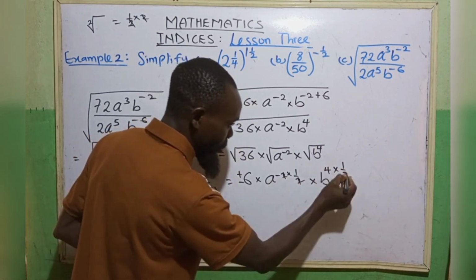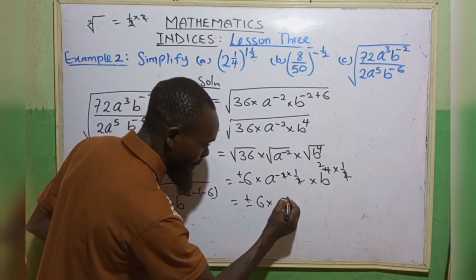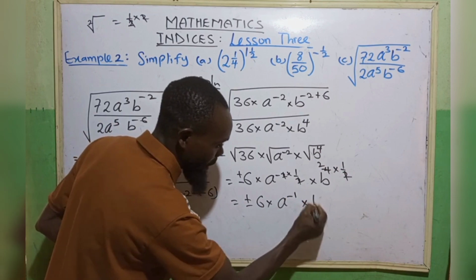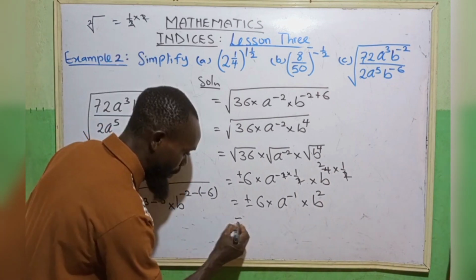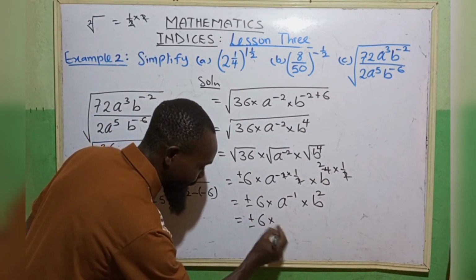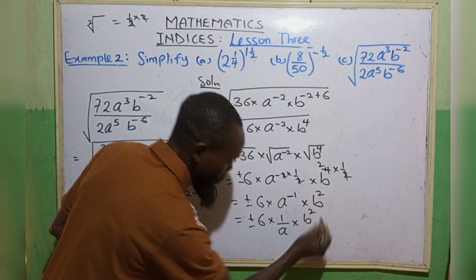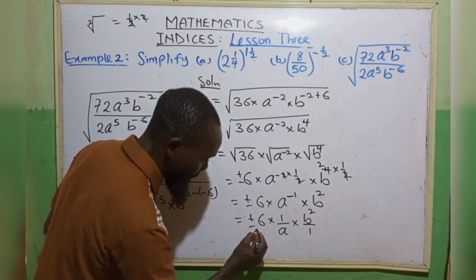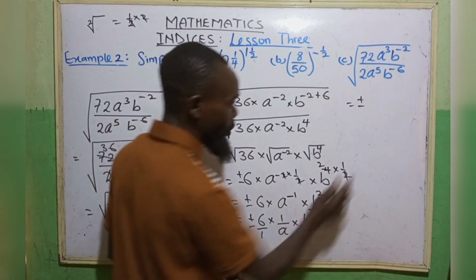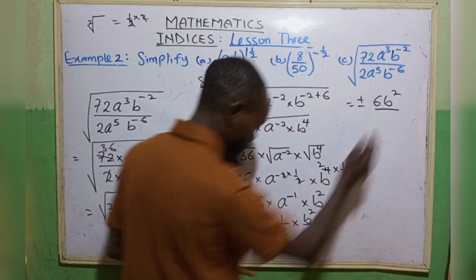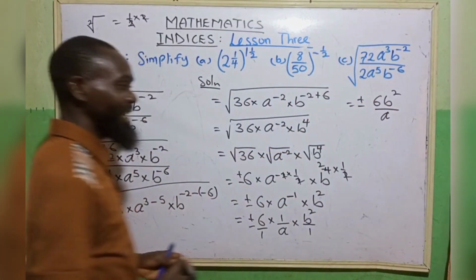2 cancel 2. 2 here, 1, 2 here, 2. So we're going to have plus or minus 6 times a raised to power minus, this one remains 1, times b raised to power 2 times 1, 2. Now from here, plus or minus 6 times, this minus here changes to 1 over a times b raised to power 2. See, this one has over a, let's say over 1 here, over 1 here. So we're going to have plus or minus 6 times 1, 6 times b squared, 6b squared over 1 times a, we have a times 1, we have what? A. So this is our final answer.